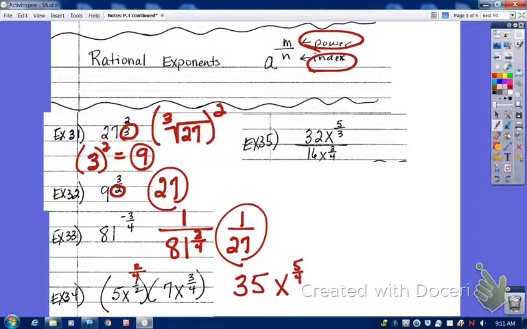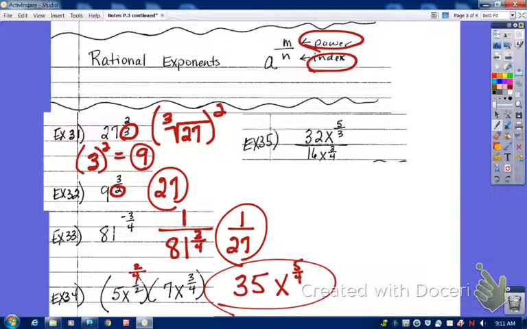You can't go any further there because x is not a number. It's a variable. So you can't take the 4th root of x because you don't even know what x is. That's just your answer there. How did I get the 5/4? And why did I add the exponents? Because I'm multiplying.